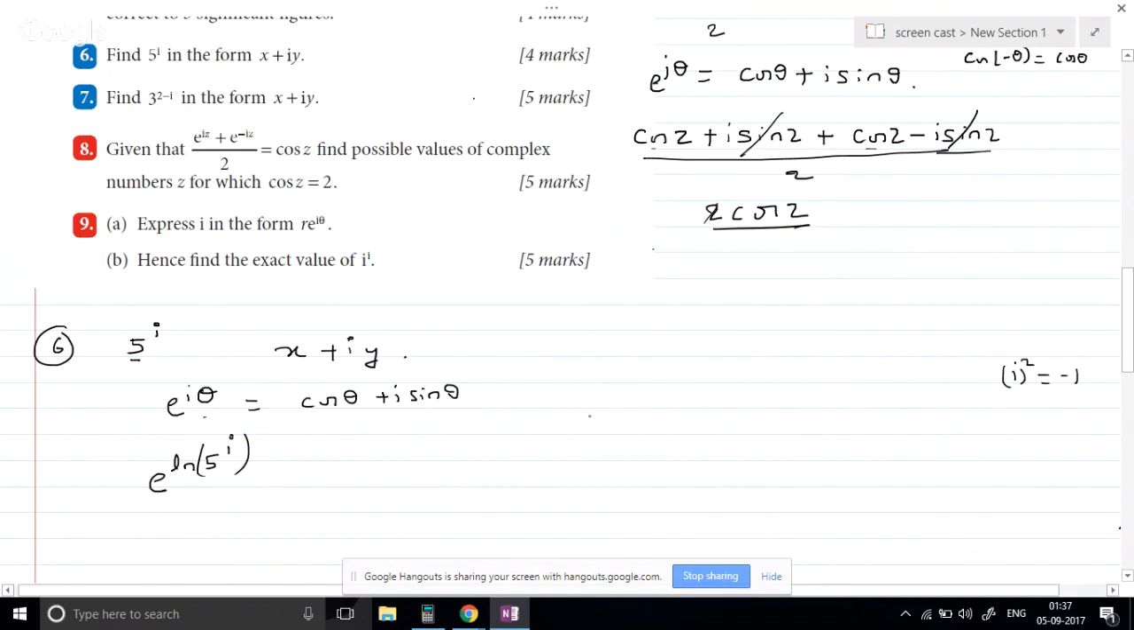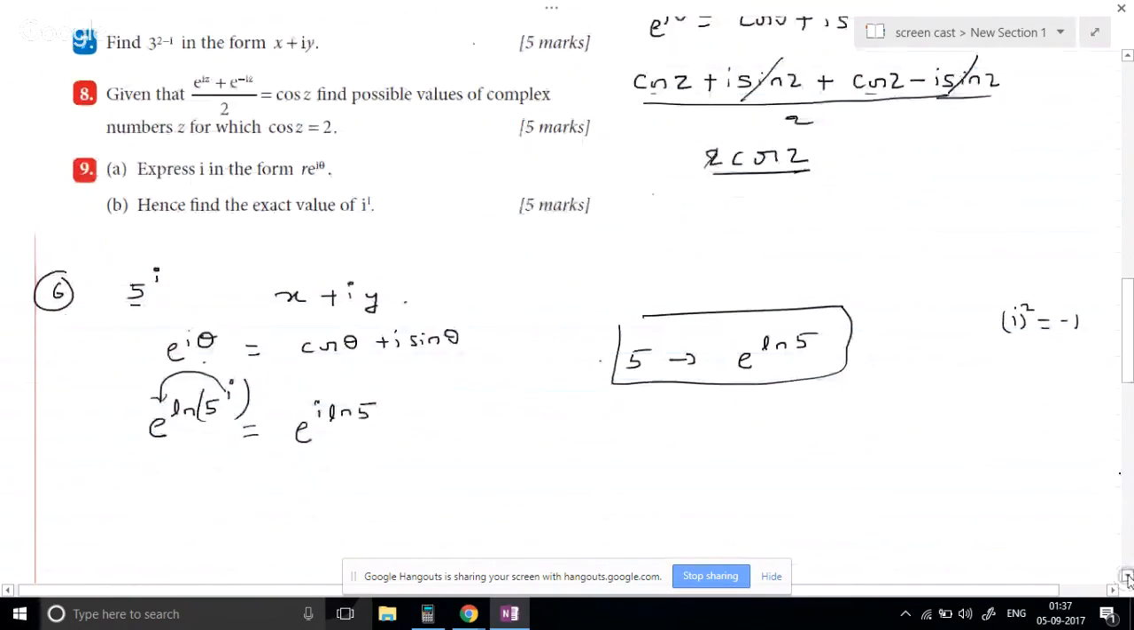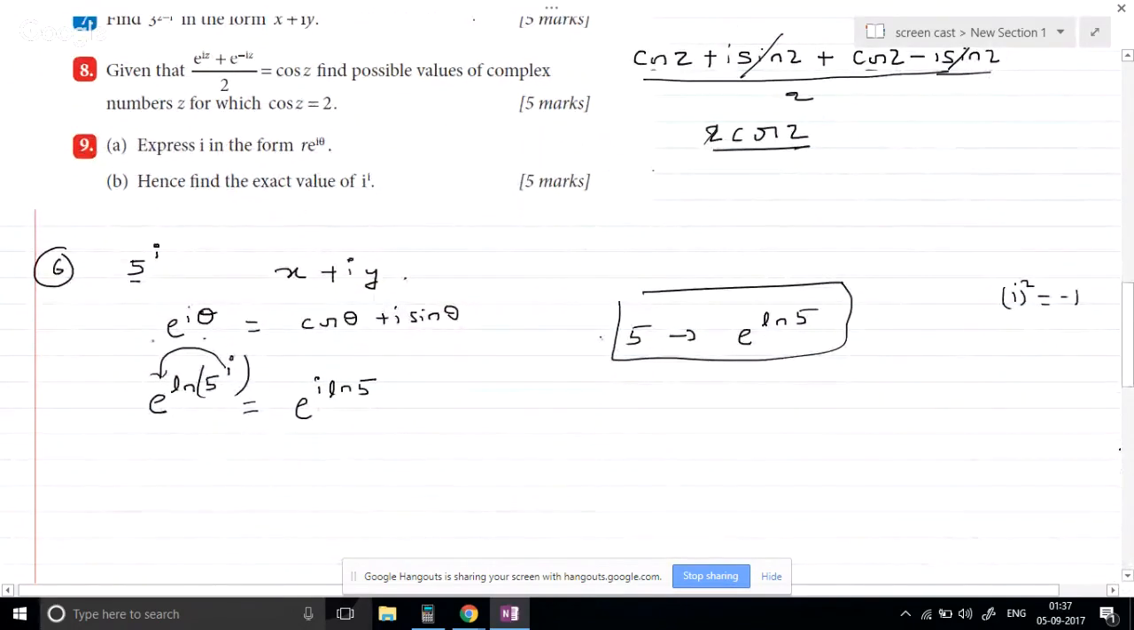Whenever a number is there, we can write it as e to the power of ln of the same number. So 5 can always be written as e to the power of ln 5. So you end up getting the same thing, nothing wrong. So this i can come down here, so you'll end up writing e to the power i times ln 5. Now we know that e to the power of i theta is cos theta plus i sin theta. So the same thing we are going to write now.